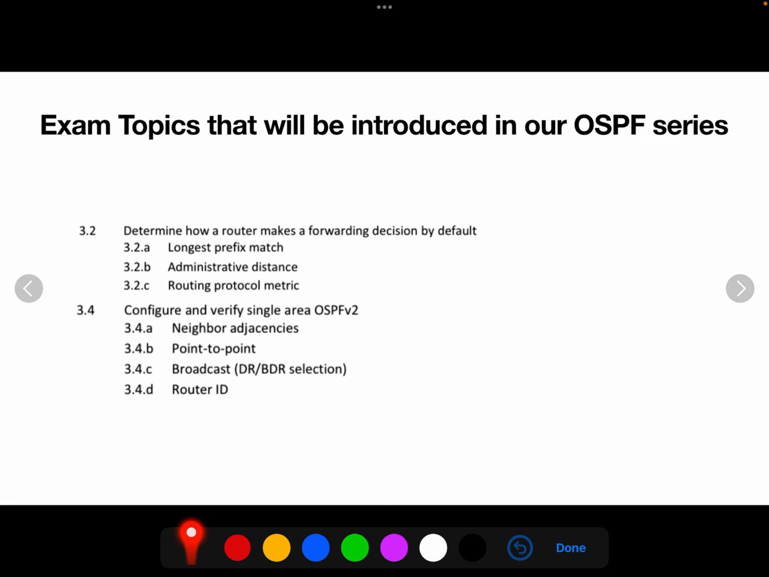So exam topics are going to be introduced in the next few videos, which is going to be an OSPF series. Here are the exam topics from the official CCNA specification. We're going to be looking at determining how a router makes forwarding decisions by default, and that includes longest prefix match, administrative distance, and routing protocol metric. We'll get to all those things, and then configuring and verifying single area OSPF version 2: neighbor adjacencies, point-to-point, broadcast, designated router, backup designated router selection, and router ID.